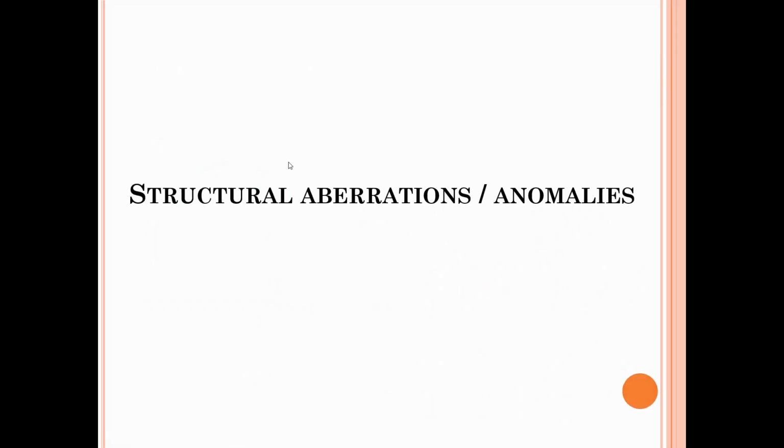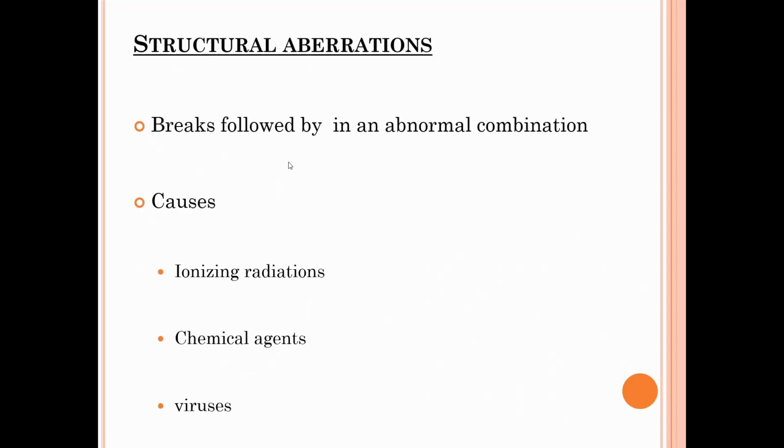Okay, now what are the structural aberrations? We have seen the numerical. Now what are the structural aberrations? Here the chromosome structure has breaks followed by an abnormal combination. So at the structural level a break is happening, and because of that an abnormal combination is happening. What can be the cause? It can be because of ionizing radiation, chemical agents or viruses.